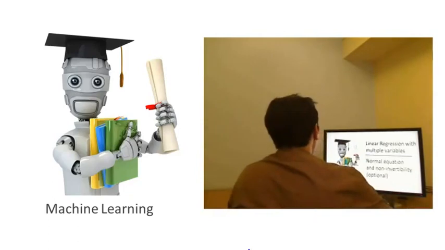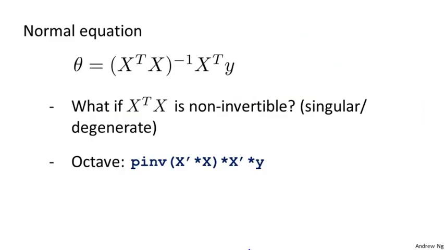Here's the issue. For those of you that are somewhat more familiar with linear algebra, what some students have asked me is, when computing theta equals (X transpose X) inverse X transpose y, what if the matrix X transpose X is non-invertible? For those of you that know a bit more linear algebra, you may know that only some matrices are invertible and some matrices do not have an inverse. We call those non-invertible matrices singular or degenerate matrices. The problem of X transpose X being non-invertible should happen pretty rarely.